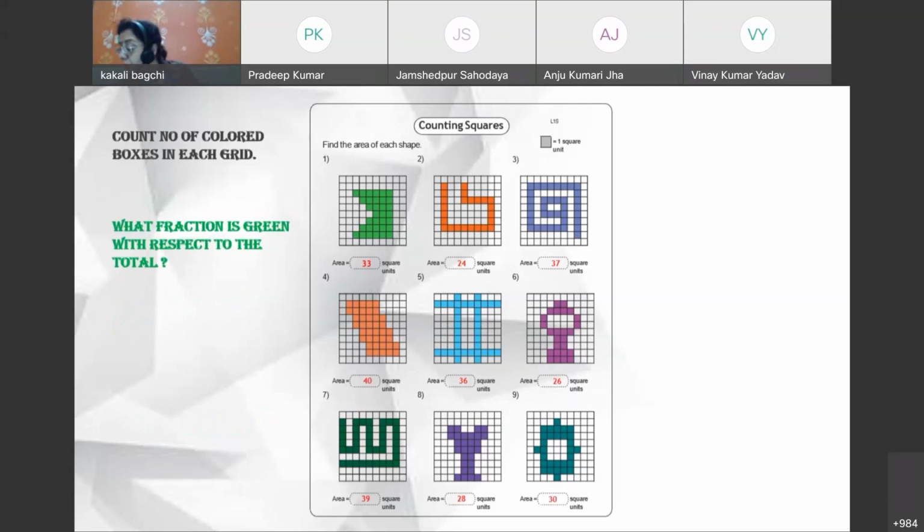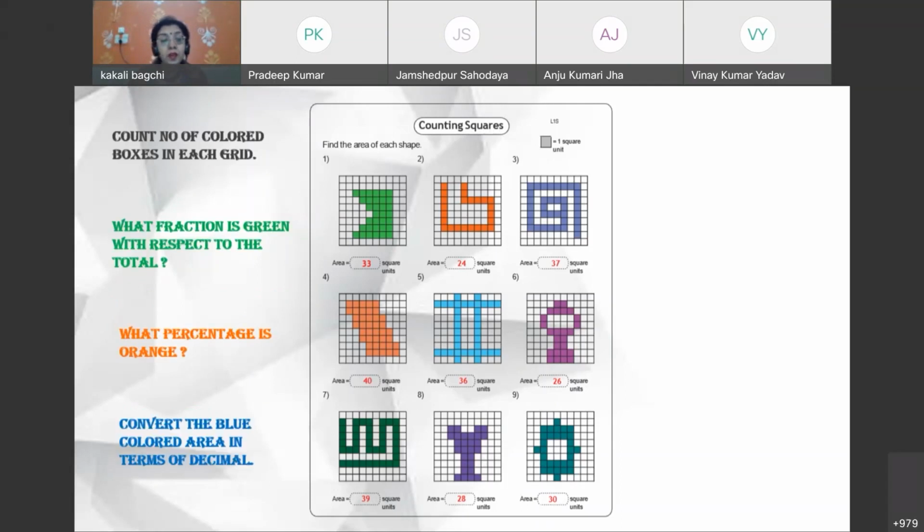Now, hand over the same pages to the class 4 teacher. Can the class 4 teacher teach, what percentage is orange? Possible? Share those same pages with the class 5 teacher. Can the class 5 teacher teach, convert the blue colored area in terms of decimal? Possible? Share the same pages with the class 6 teacher. Can the class 6 teacher teach, what is the perimeter of the purple colored region?